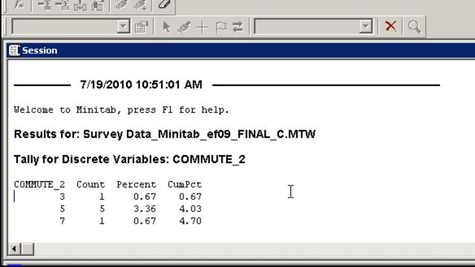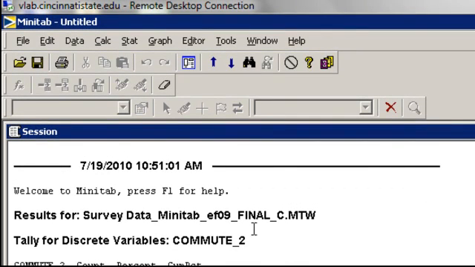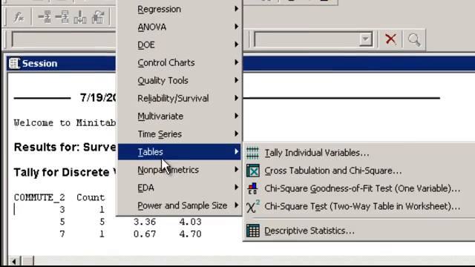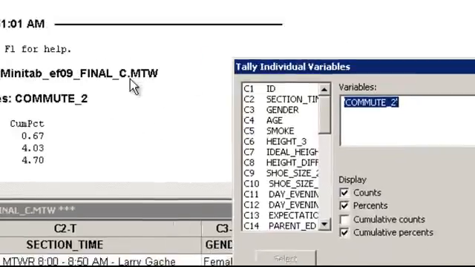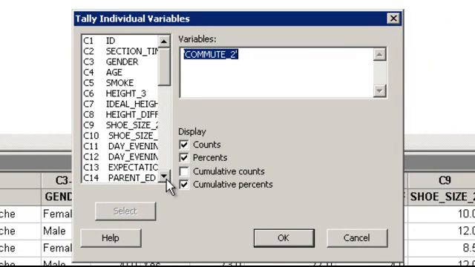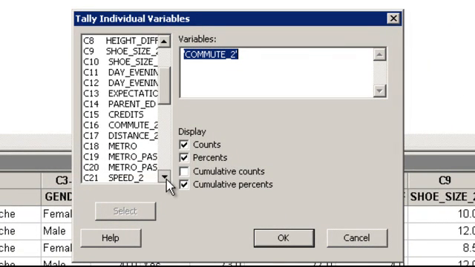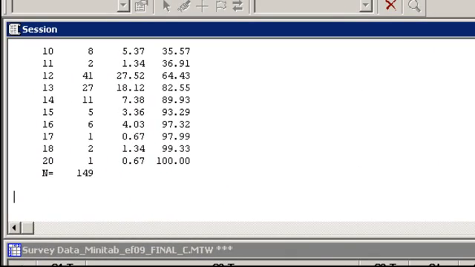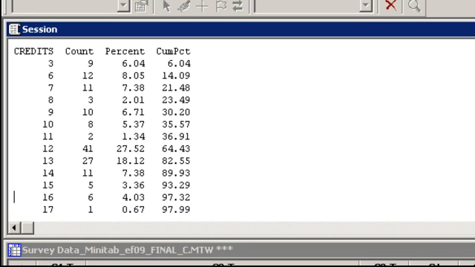Let's look at another example. Let's look at number of credits. And again, what we do is we go to Stat, we go to Tables, Tally Individual Variables. This time we want number of credits, C15, select it, hit OK. And then again, the session window produces it.